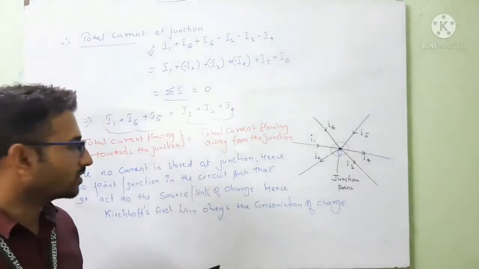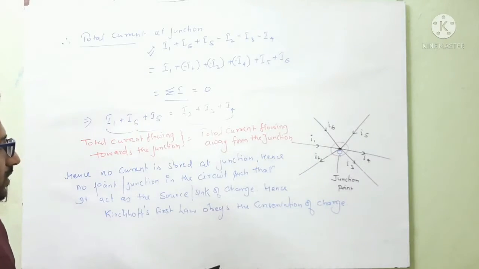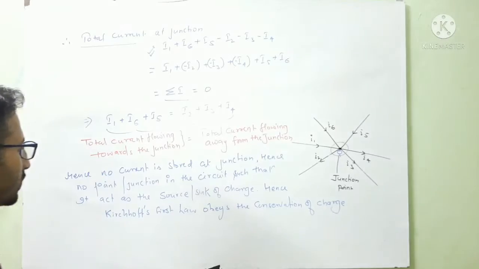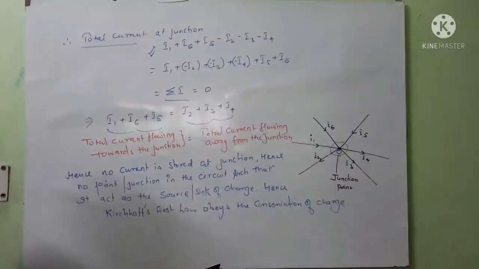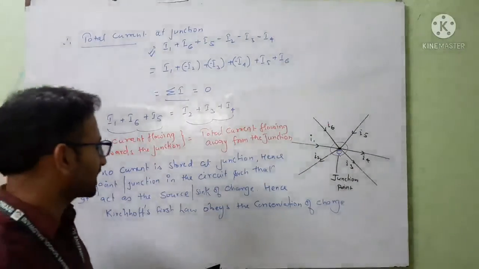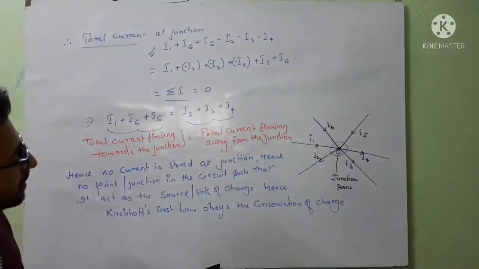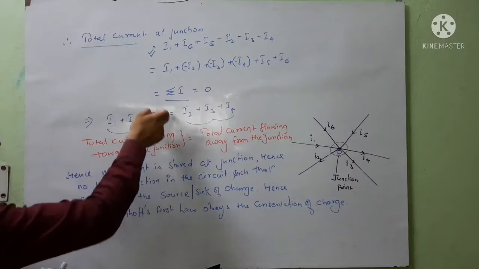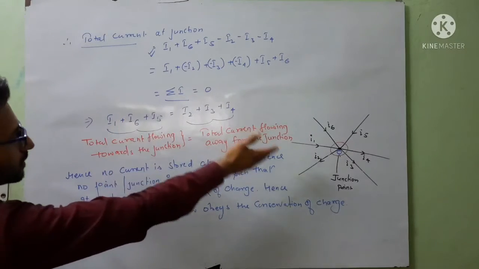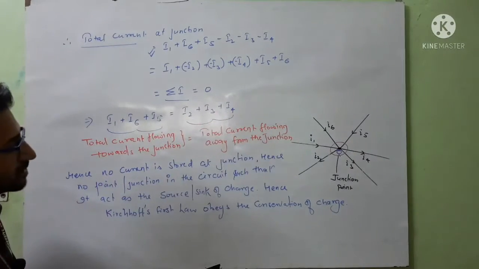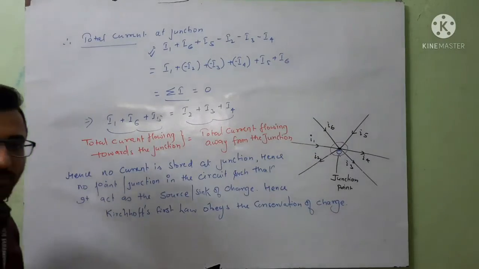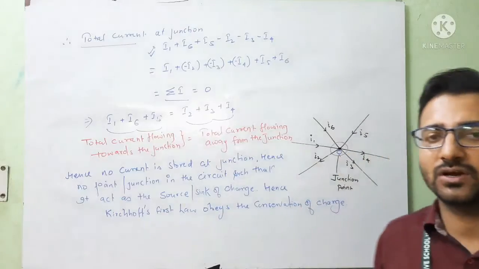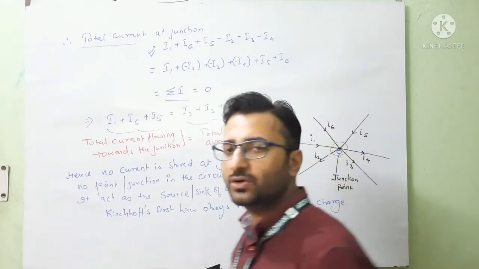We have discussed Kirchhoff's first law, the current law, and after that we will talk about the second law, which is Kirchhoff's voltage law or loop law. This was the value of the electric current toward the junction and away from the junction. Next we will talk about Kirchhoff's second law. For that, pause the video and note down.